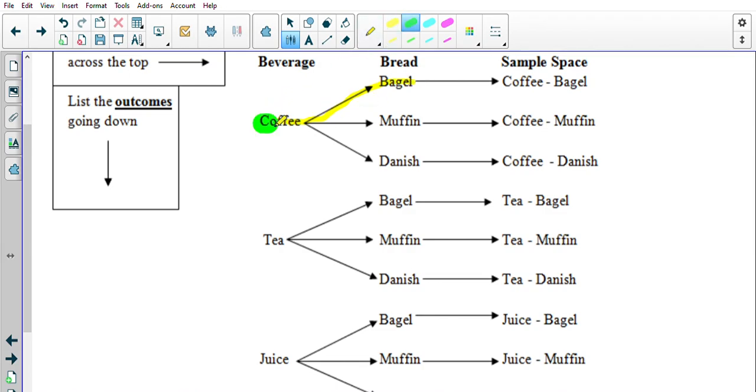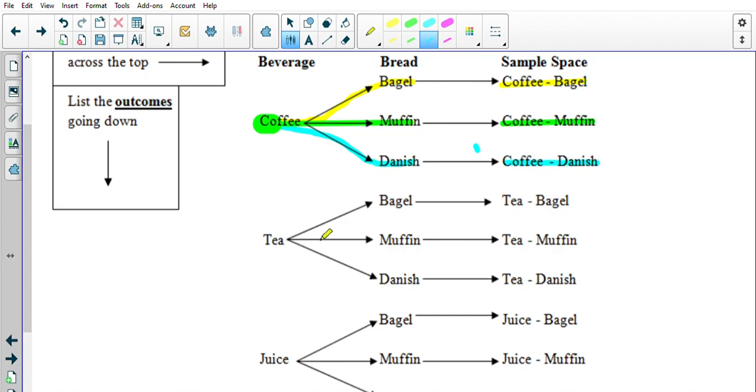I start off with coffee, and then I'm going to go over to muffin. So it'd be coffee and muffin. My next one would be coffee and then Danish. Okay, so just following those through and then naming them. So again, coffee, bagel, coffee, muffin, and then coffee, Danish.